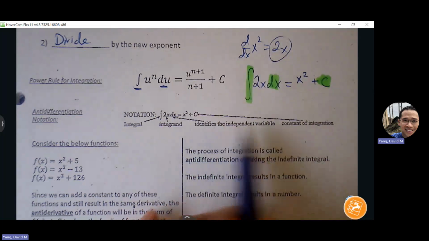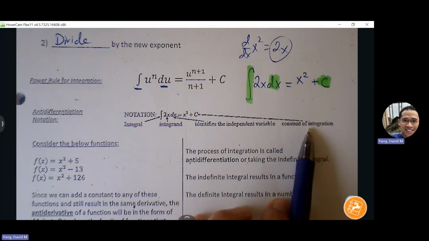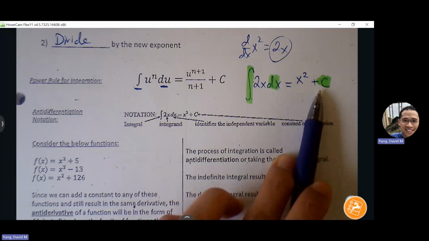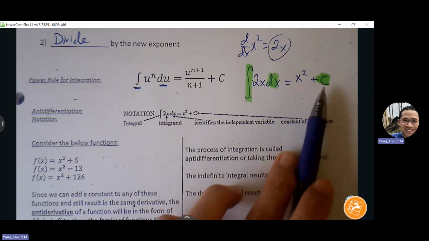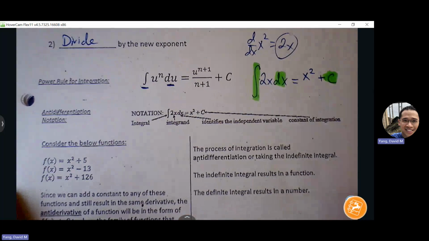And then the plus c is the constant of integration. That's going to have to show up each time we take the antiderivative. I'll talk now about what that plus c means and why we need it.